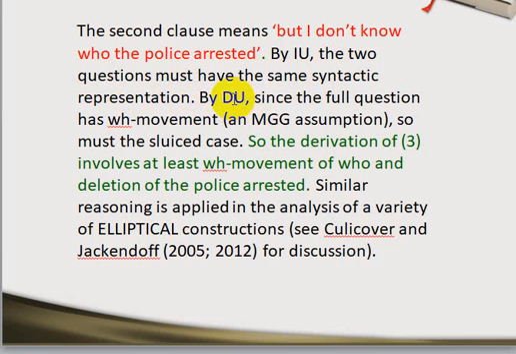By derivational uniformity, since the full question has WH question movement as MGG. What do you mean by MGG? Mainstream generative grammar. So must the sluicing case, so the derivation of number three involves at least WH question movement of who and deletion of the police arrested. Similar reasoning is applied in the analysis of a variety of elliptical constructions.